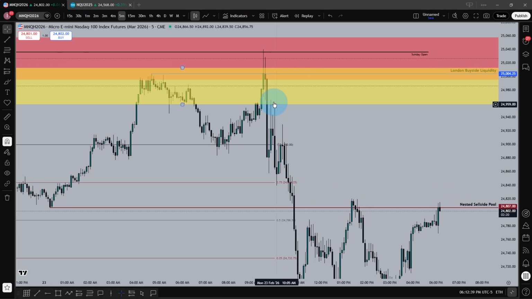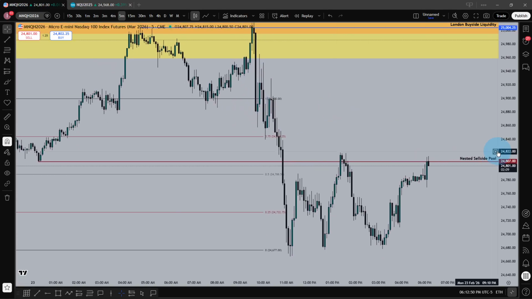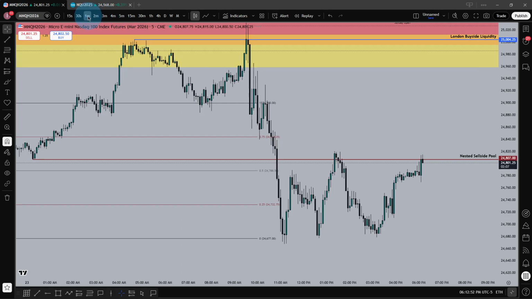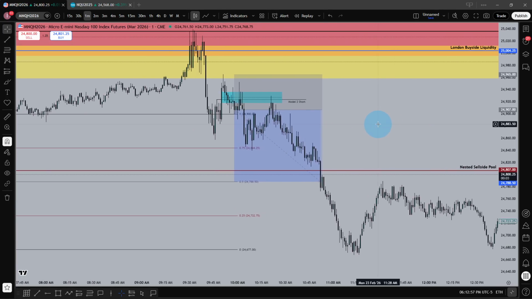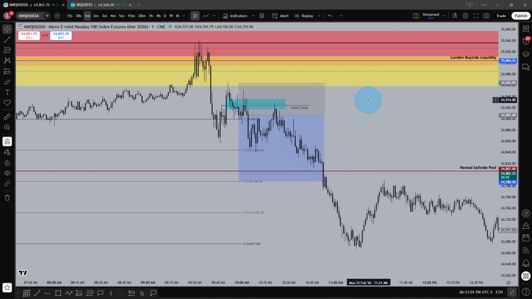From there, we started to move lower. We took pre-market lows. You see, we had a very nice pool of low resistance liquidity, and then from there we dropped lower and lower. And I want to talk about possibly a trade with my model. I've never spoken about my model on this channel, but it's pretty simple.